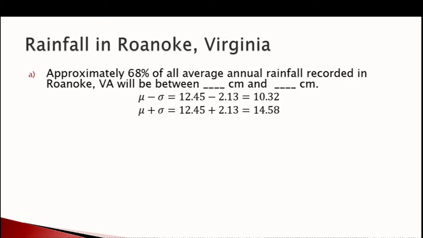The upper bound is just one tiny difference. That is, the minus sign becomes the plus sign. Adding the two, you get 14.58.